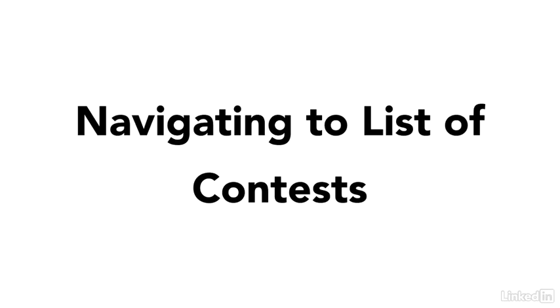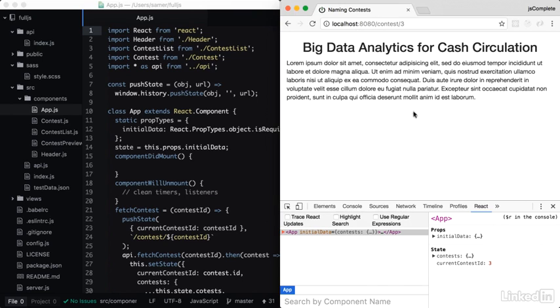Let's implement the navigation back to a list of contests. When we are on a contest view here, there's no way in the UI to go back. So let's add a link here to navigate back to the list of contests. This link should work both as a history step or when we refresh this page and we want to go to a list of contests here, it will need to fetch the list of contests from the API and display them. So let's start simple.